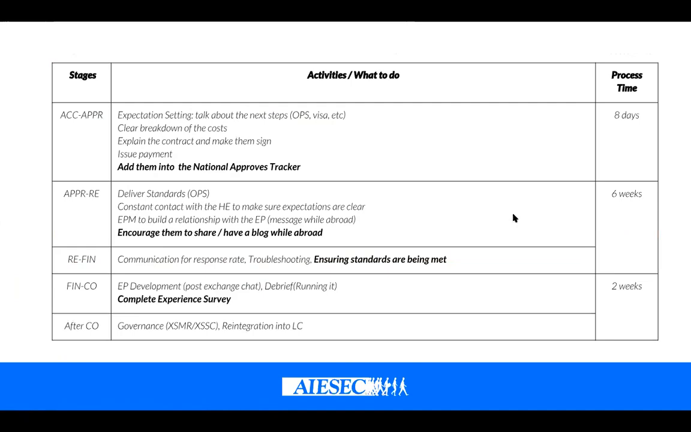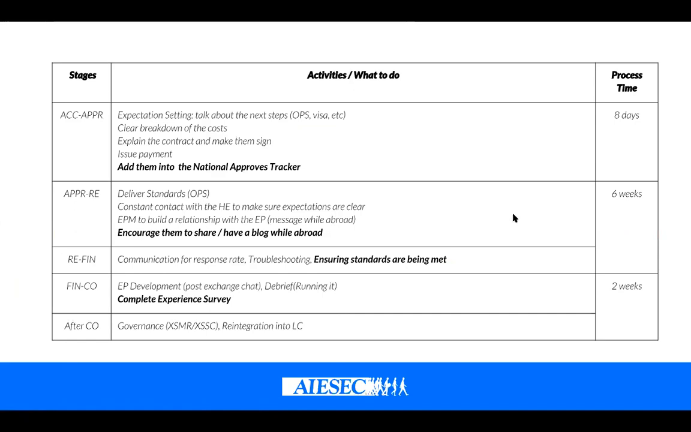Moving on to the next stage of the customer SOP, from accept to approve. To get approved after they get accepted, we have to give them the expectation settings of all the next steps that are going to happen. That includes all the standards we're going to deliver, making sure they know there's going to be an outgoing preparation coming up, helping them break down what kind of support for visa and insurance we're looking at providing to them, explaining the contract and helping them sign this and issue a payment.